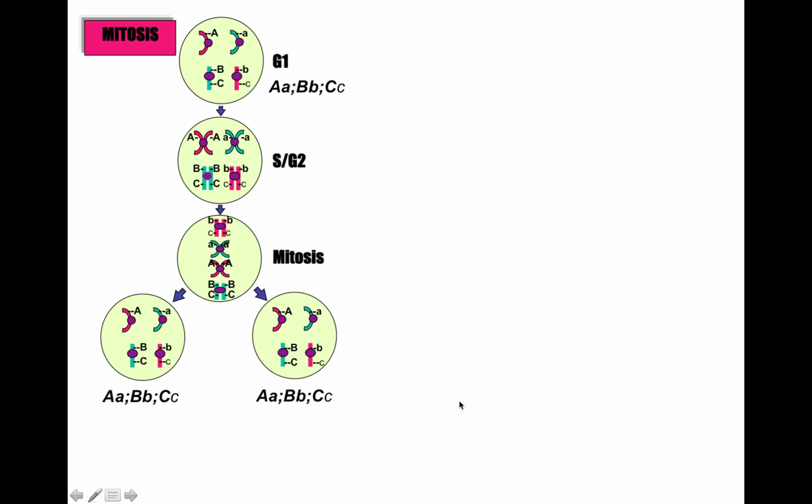So if you follow some genes along the process of mitosis and meiosis, you can see the genetics behind mitosis and meiosis. This is very similar to what we already looked at for mitosis. We started out with an individual that was heterozygous at all 3 of these genetic loci, and we end up with 2 daughter cells that are also heterozygous at all 3 genetic loci.